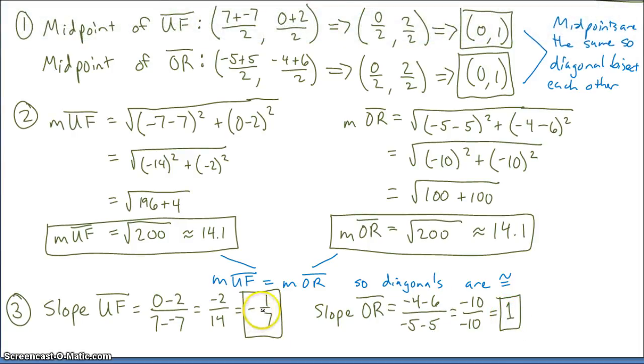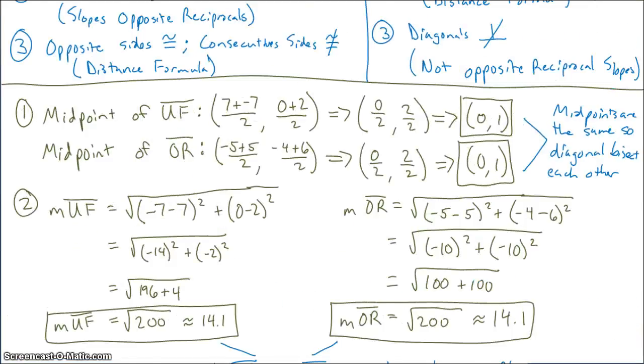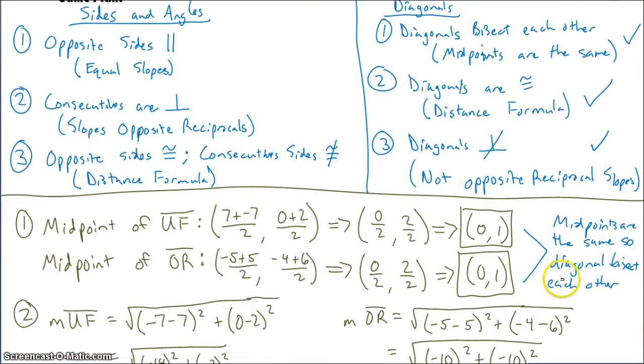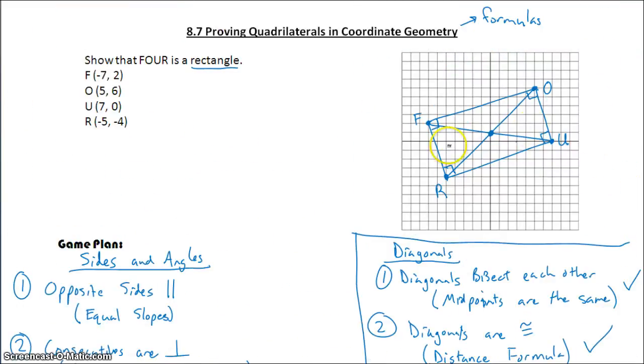Since my slopes are not opposite reciprocals, they're opposite, one's negative and one's positive, but they're not reciprocals. Slopes are not opposite reciprocals. So my diagonals are not perpendicular. I've done step 3. Now if I can show that all 3 of these things are true, I can guarantee that I have a rectangle.